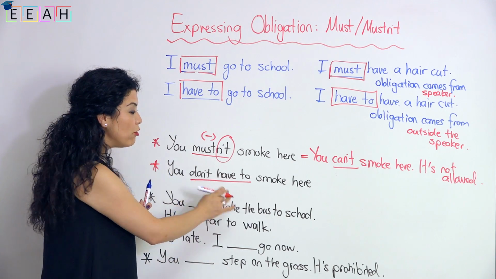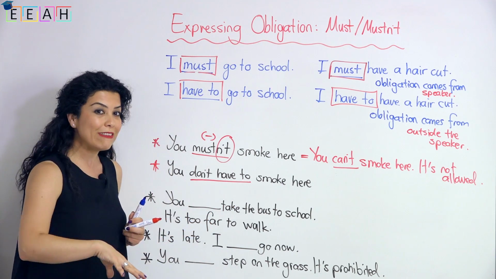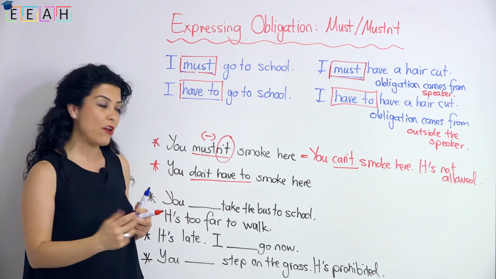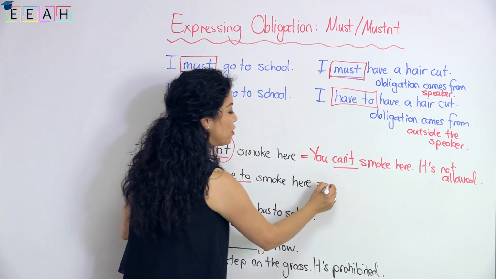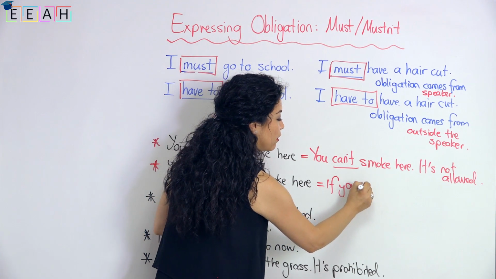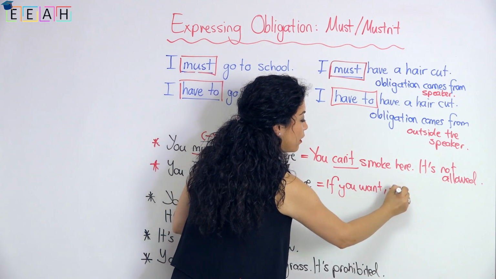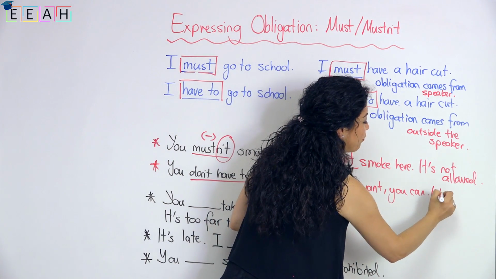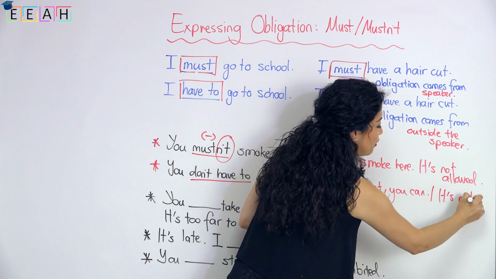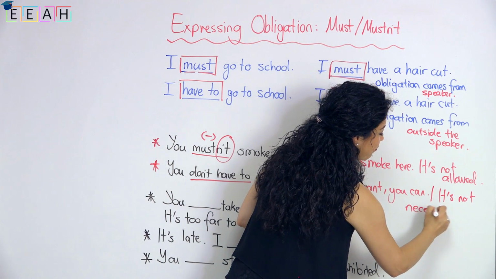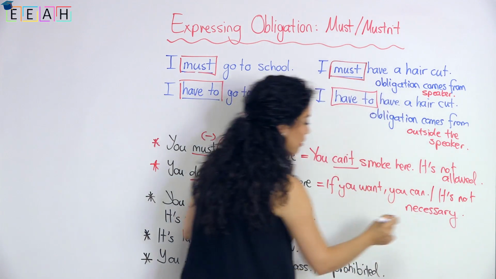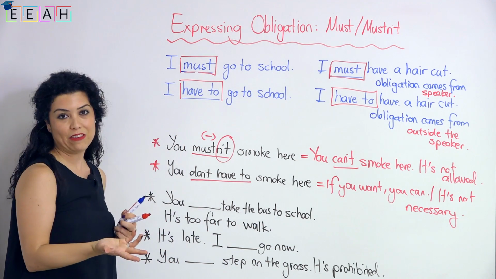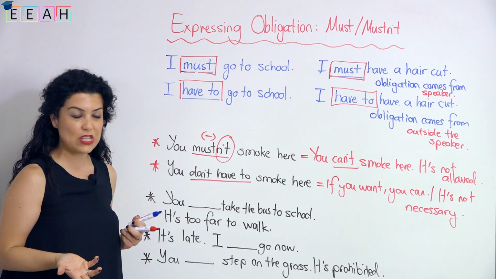But if you say don't have to, the rule is not there anymore. The meaning changes, it becomes not necessary. You don't have to smoke here. If you want, you can. But it is not necessary. It's not necessary. Okay? So it is not an obligation anymore. You can look at it as a necessity or something which is not necessary.